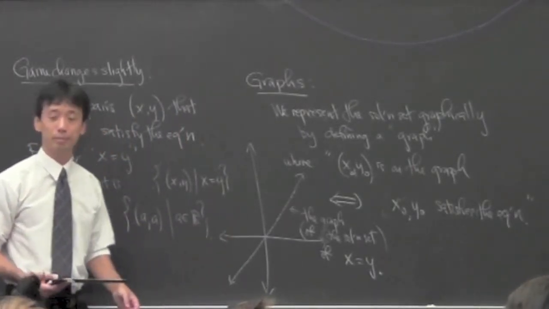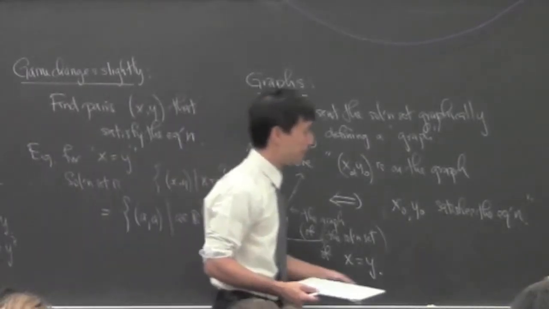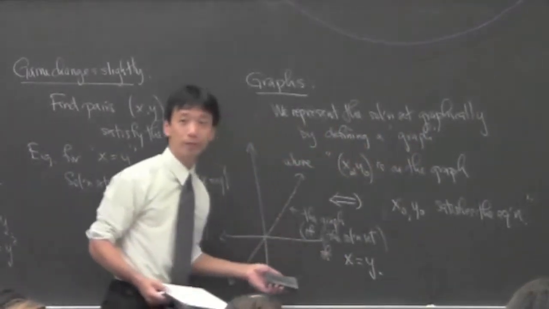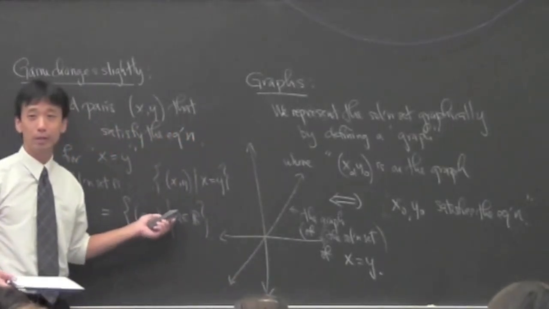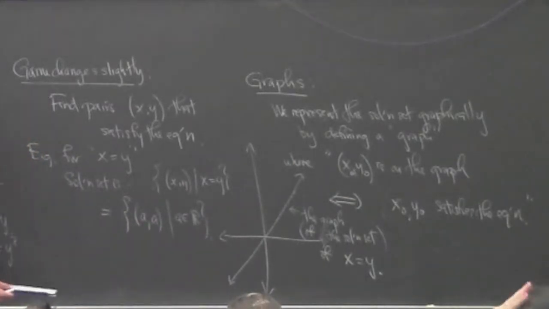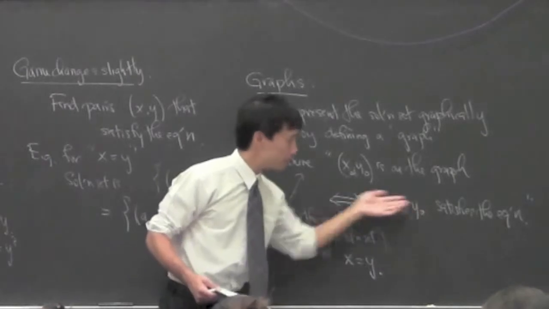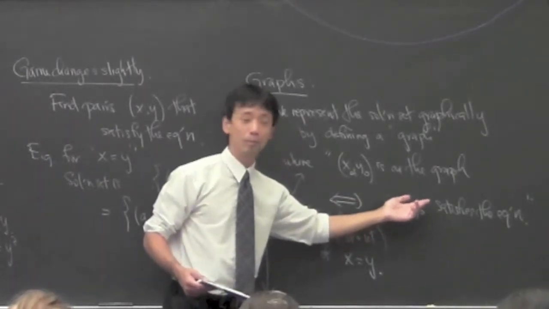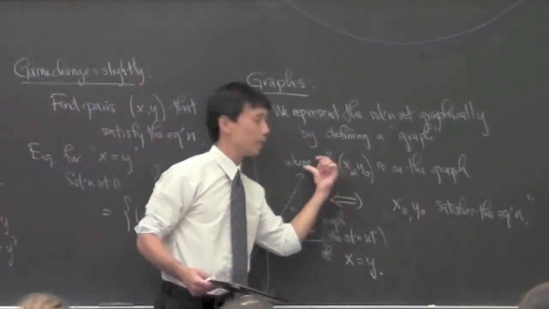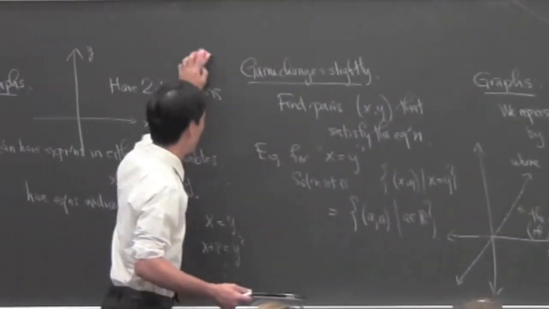It's the graph of the solution set. So appearing on the graph means that you solve the equation. Solving the equation means that you will appear on the graph. That's what this double arrow means. Appearing on the graph in the plot means that you solve the equation, and solving the equation means that you'll be on the graph. It's a logically equivalent statement.